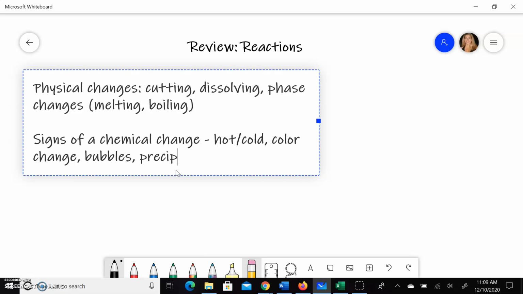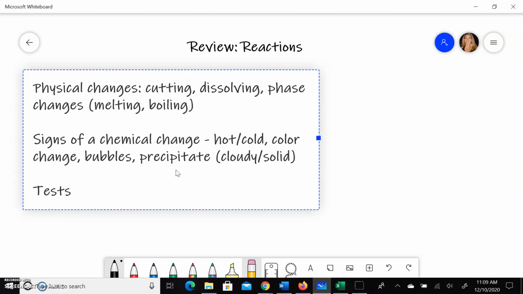And then this word precipitate was one of your vocab words. A precipitate is when a solid is formed from two liquids. And the two things I want you to think about with this are cloudy and solid. So solid is formed, and the way that you can tell that it's a precipitate is that it's going to look cloudy.